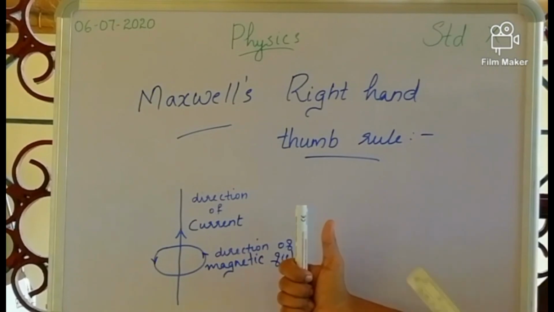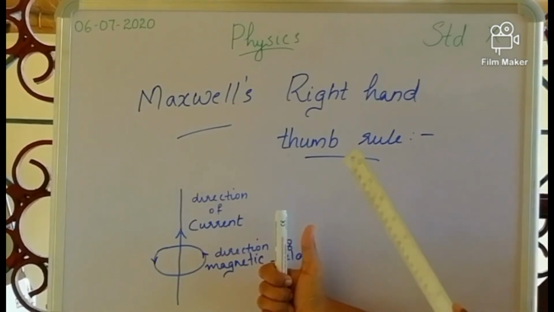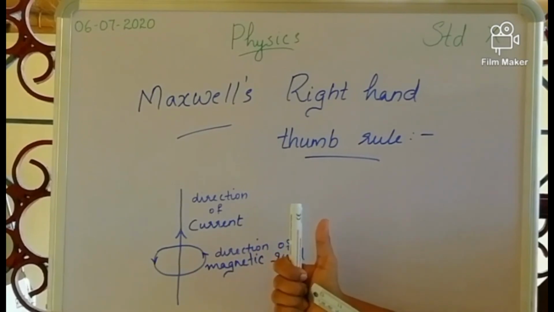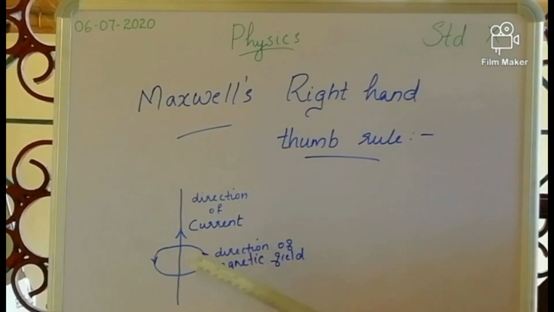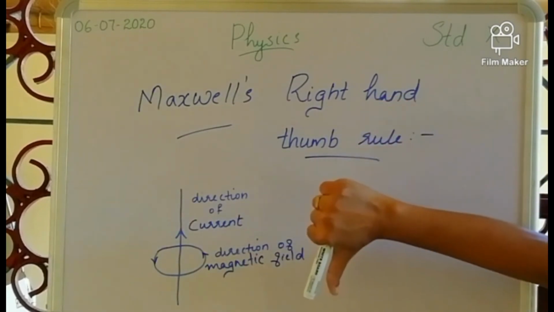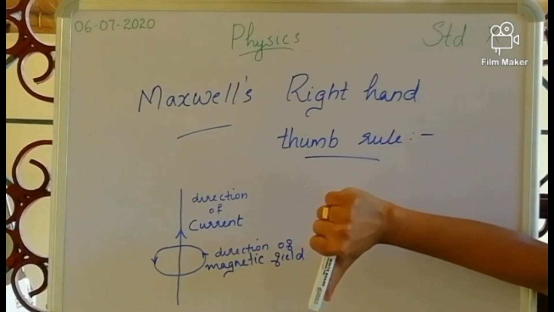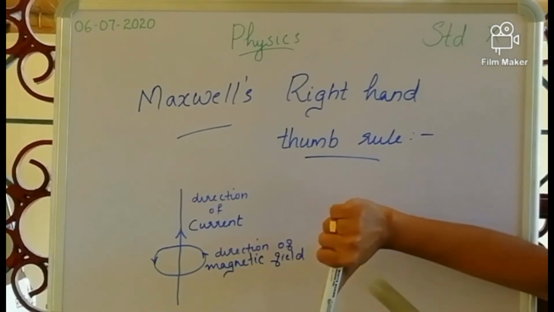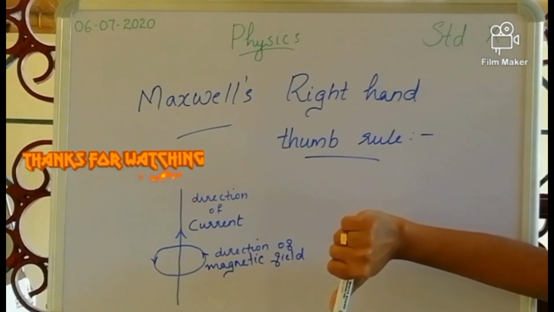So here, when the current is flowing in the upward direction, the magnetic field lines are in anti-clockwise direction. That is given in this diagram. This is the direction of the current. The current is going upwards and the magnetic field is in the anti-clockwise direction. Then, if the current is going downwards, what will happen to the magnetic field? Okay, the direction of the magnetic field will be in clockwise direction.